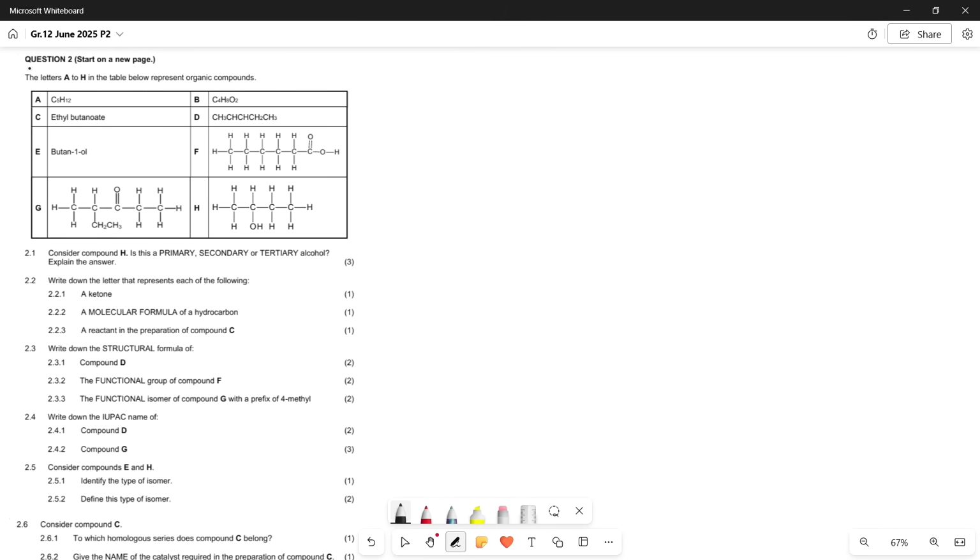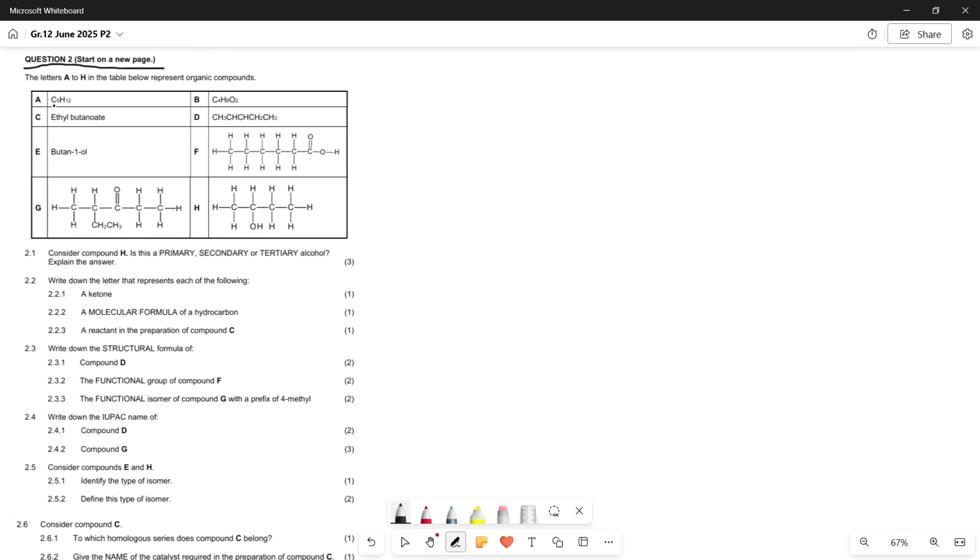So if organic chemistry is getting a bit confusing at the moment, we're about to break down question 2 here of the June 2025 chemistry paper, where we are going to identify different organic molecules and the questions that they usually ask in this section. Let's jump right in. So question 2 says the letters A to H in the table below represent organic compounds.